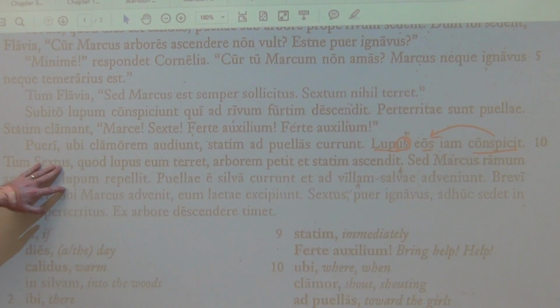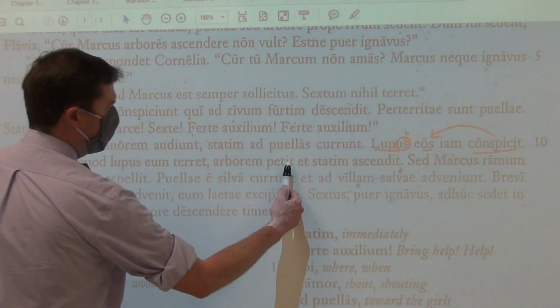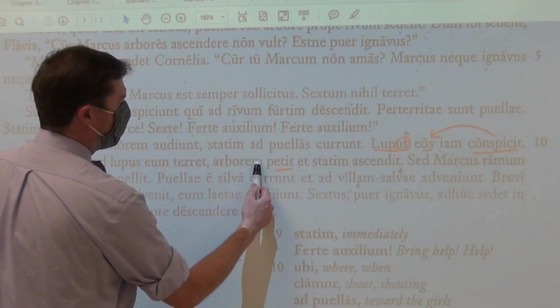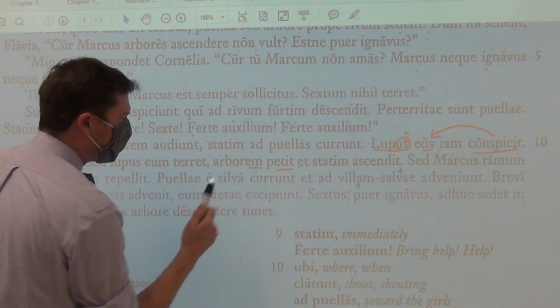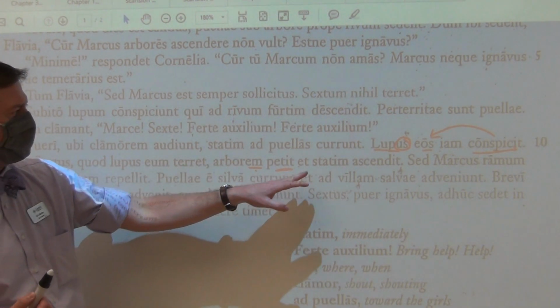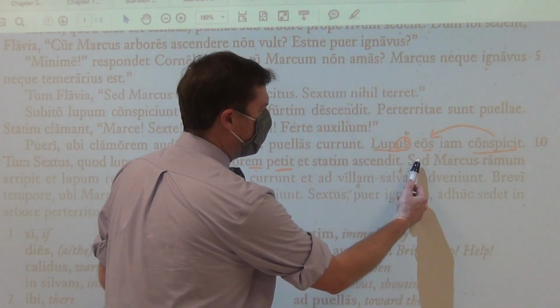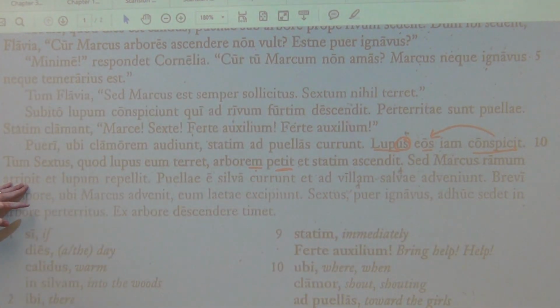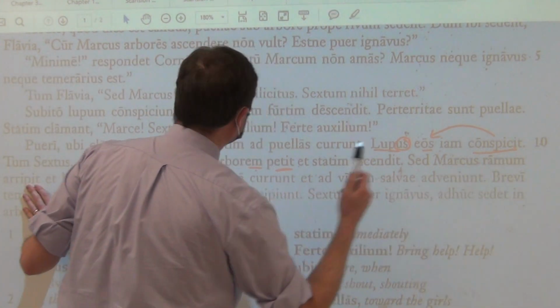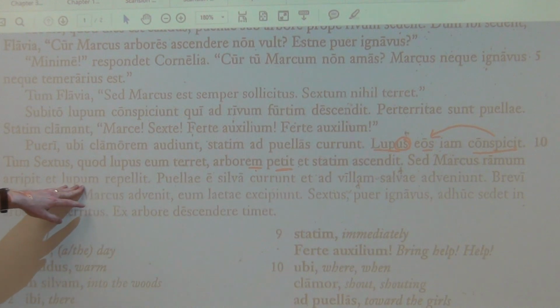Then Sextus, because the wolf terrifies him, he seeks. He looks for a tree. Do you see the tree in the accusative direct object? That is an accusative form. And immediately, statim, he climbs it. Ascendit. But Marcus grabs a branch, he rips a branch, and he drives off the wolf.